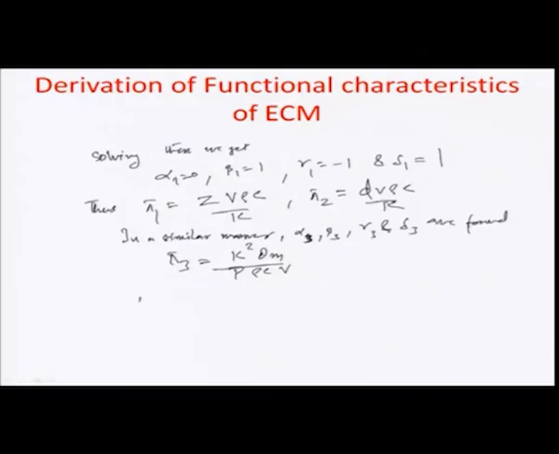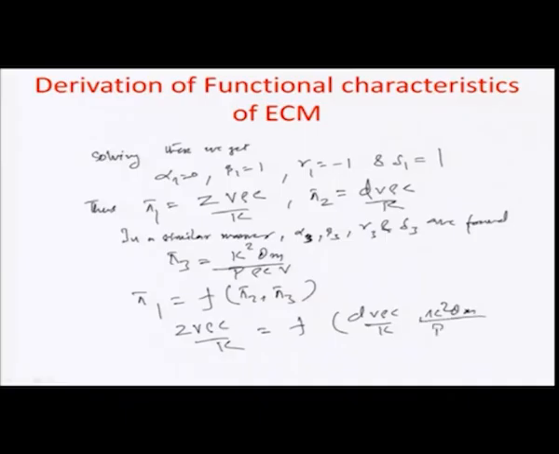So, if we get a functional relationship, pi 1 is f of pi 2, pi 3. In this particular case, pi 1 is z v rho c by k, and this can have a functional relationship with respect to the other two non-dimensional numbers pi 2 and pi 3. So, d v rho c by k and k square theta m by power p rho c v.